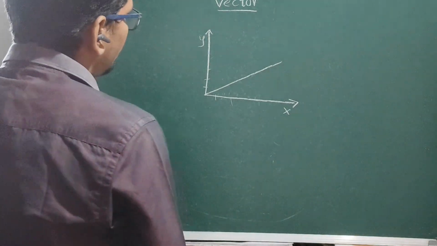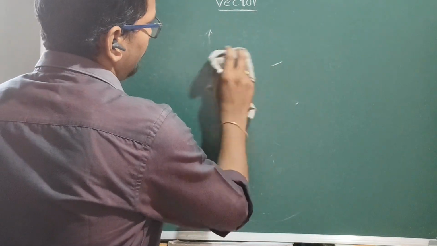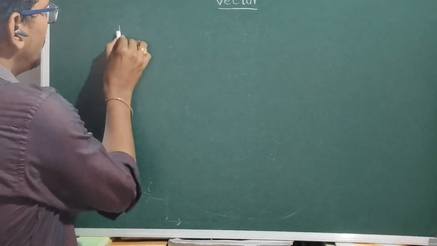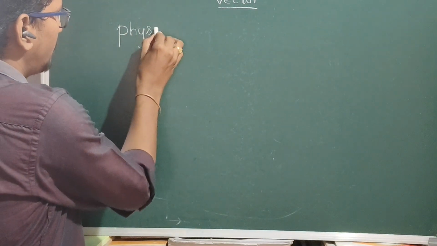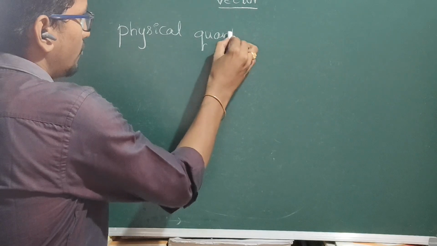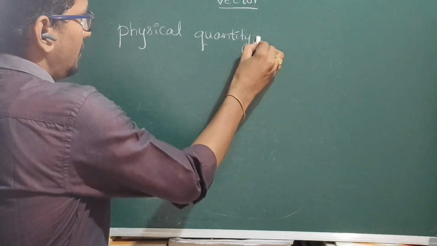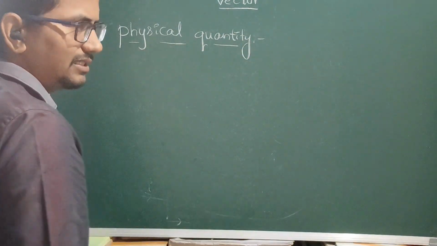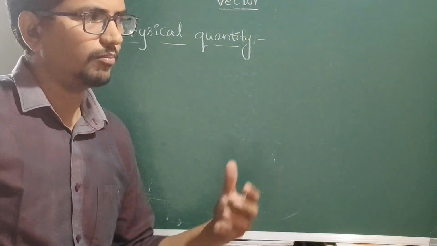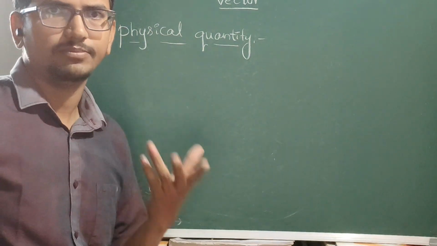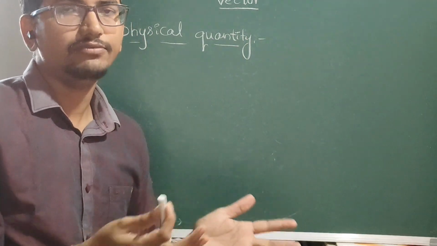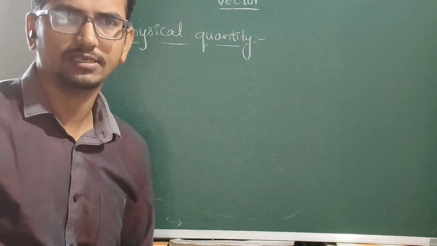First of all, what is a physical quantity? We need to learn what a physical quantity is. A physical quantity means a quantity which can be measured. For example, length we can measure, so that is a physical quantity. Mass we can measure in kilograms, so that is also a physical quantity. But air we can't measure, so that's not a physical quantity.